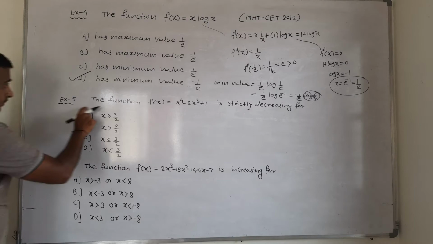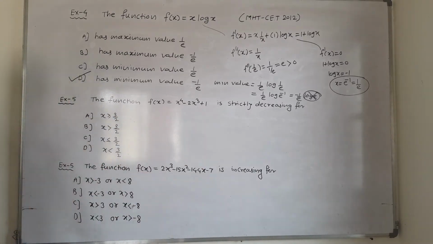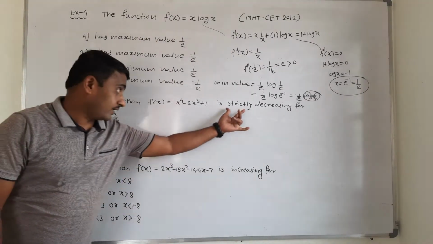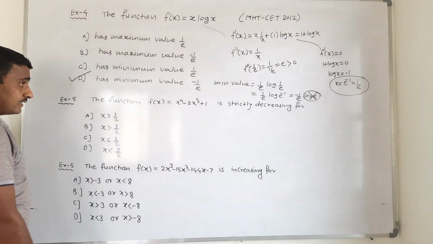Next, example number 5. The function f of x equal to x raised to 4 minus 2x cube plus 1 is strictly decreasing. Look at the question: strictly decreasing, therefore it is f dash x less than 0.